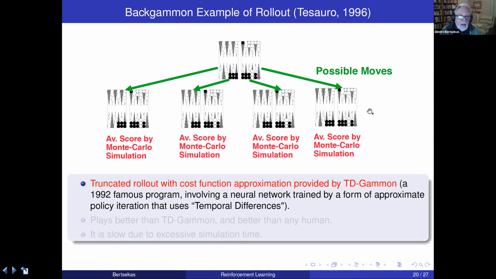And the player that was used to roll out the games was another program called TD Gammon, which was an earlier program that Tesauro had developed based on approximate policy iteration and a method of temporal differences, which we will not explain in this lecture. There was a neural network that was trained to generate moves at given positions and rolls, and that's the TD Gammon player, and it was used to roll out games for both players, for both sides.